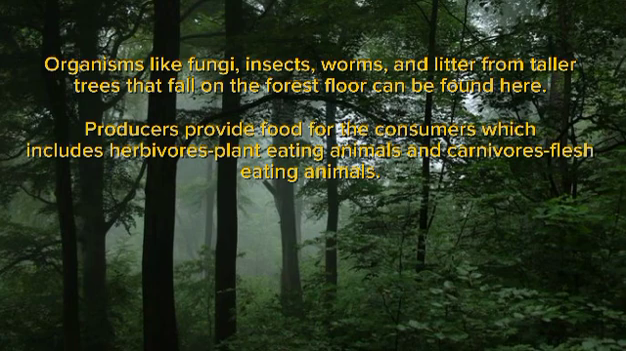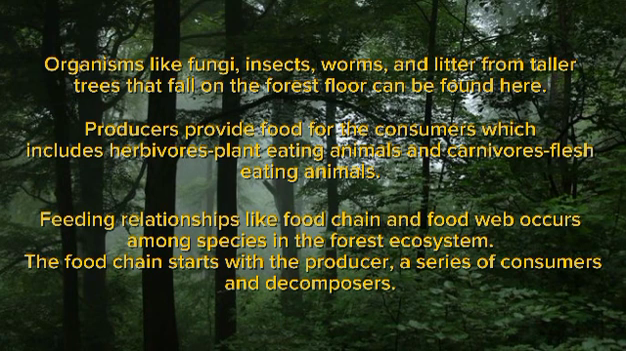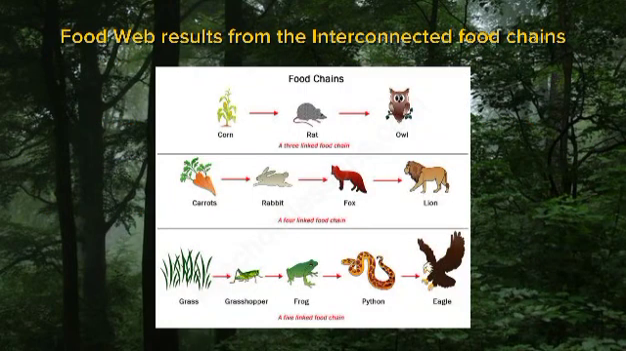Producers provide food for the consumers, which include herbivores, plant-eating animals, and carnivores, flesh-eating animals. Feeding relationships like food chain and food web occur among species in the forest ecosystem. The food chain starts with the producer, followed by a series of consumers and decomposers. Food web results from the interconnected food chains.